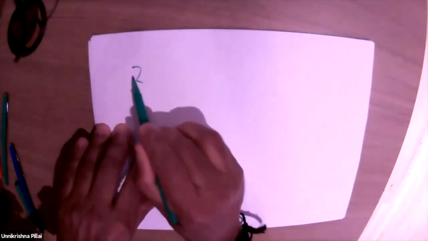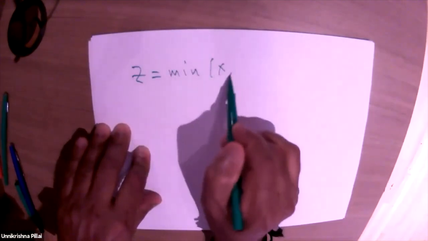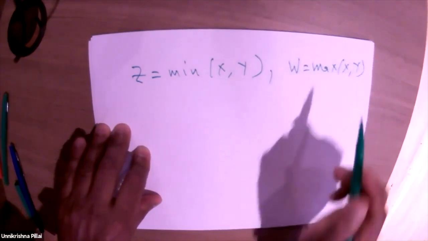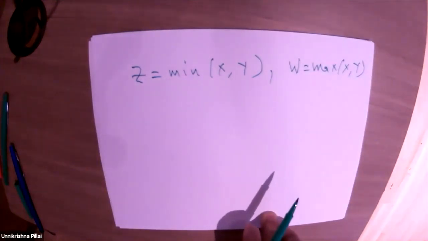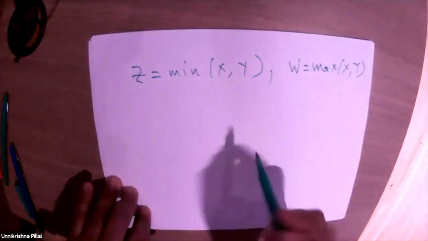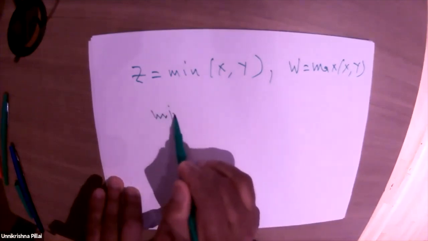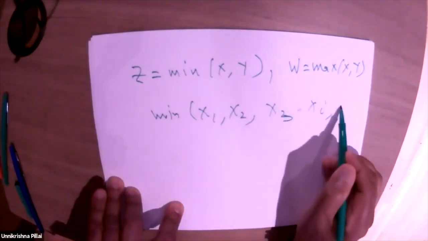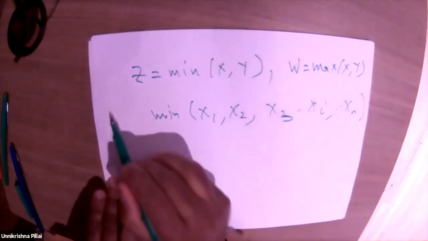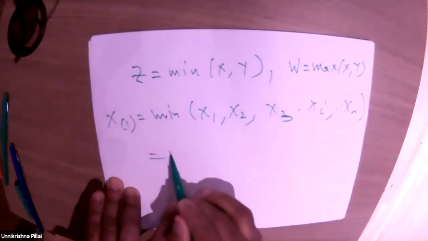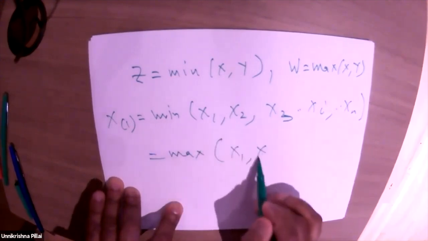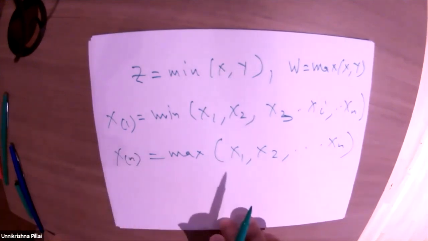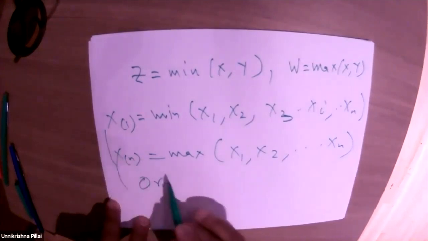So let me talk about minimum and maximum of two random variables. More generally, once you can deal with two random variables, we can talk about a minimum of many random variables, x1, x2, x3, etc., xi, etc., xn. And we can talk about the maximum also of x1, x2, etc., xn. These come under order statistics.